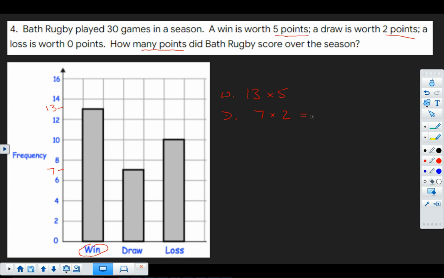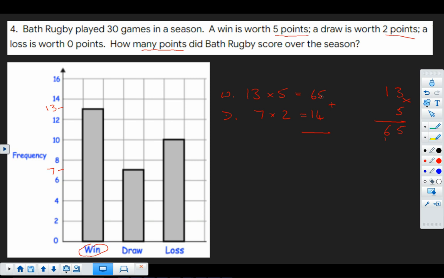Well, 2 sevens is 14. If we're not sure about 13 times 5, let's just do that over here. 3 fives are 15. Let's just carry 1. 1 times 5 is 5, plus 1. Okay, so there we have it, that those two add up to 65.